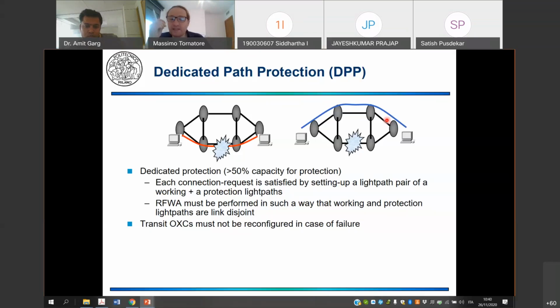So typically, the additional capacity that you need for this network is, well, I say 50% additional capacity, but I mean 100% additional capacity.